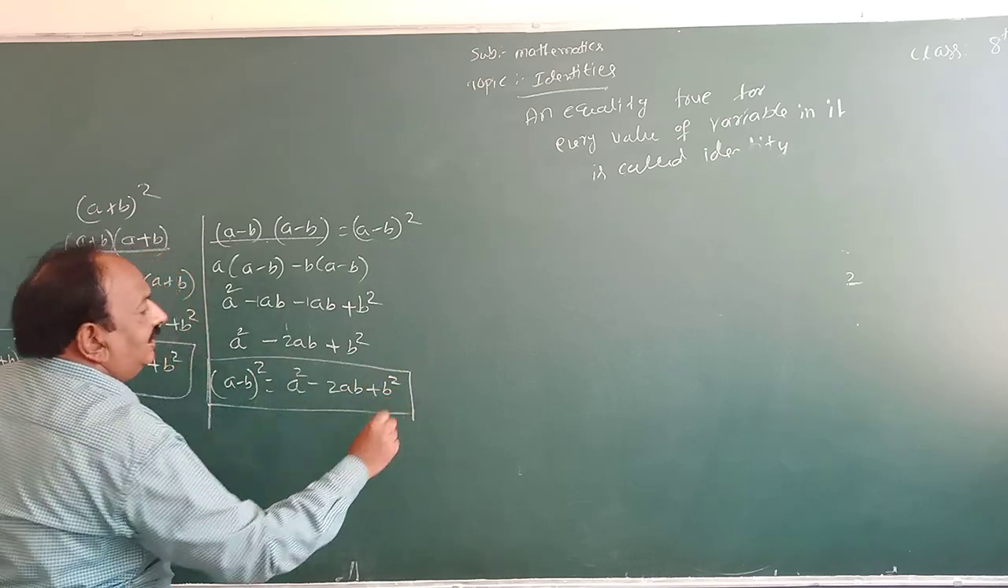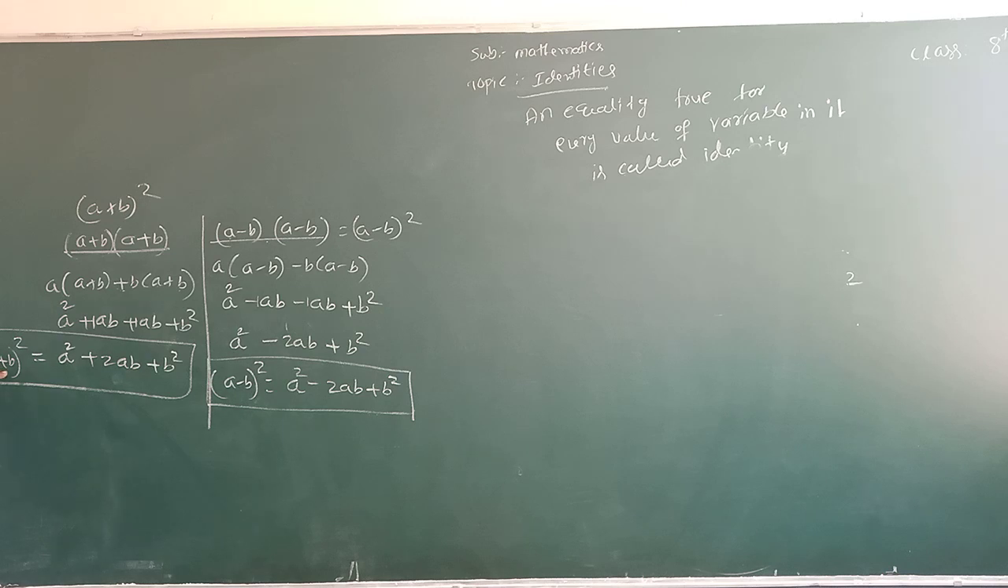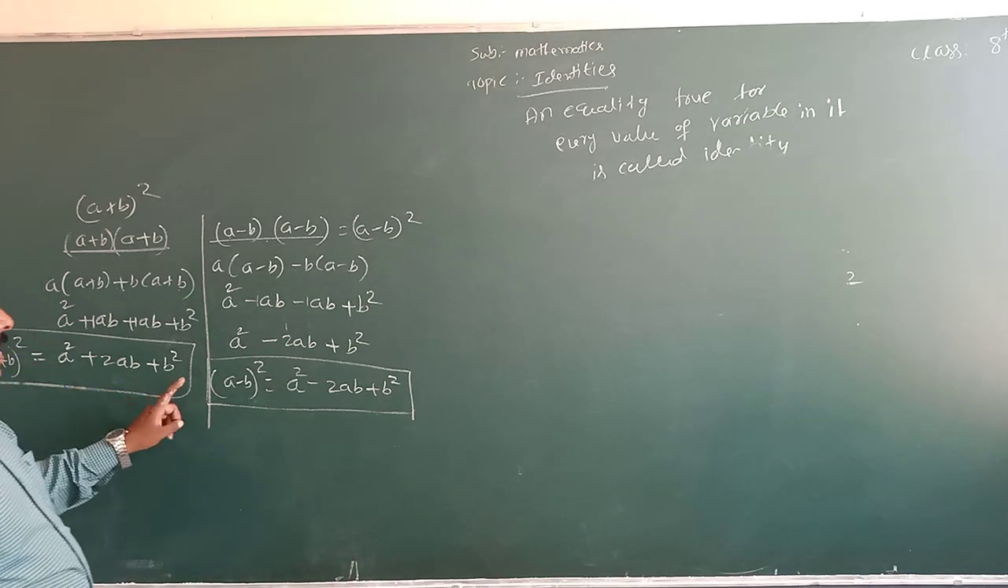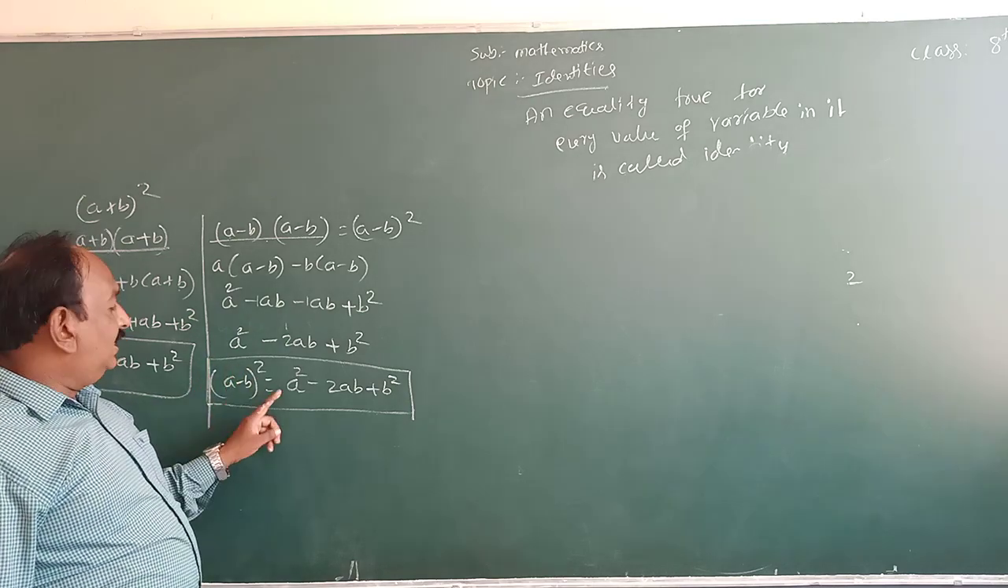These are all the major identities. So (a + b) whole square is equal to a square plus 2ab plus b square, (a - b) whole square is a square.